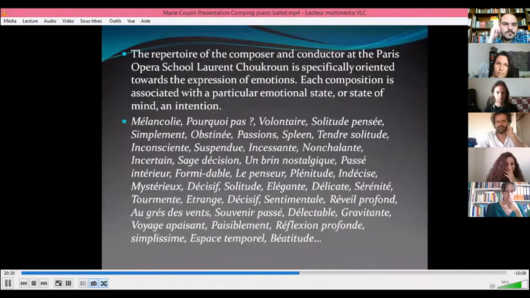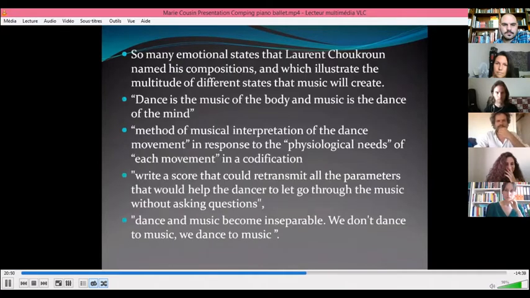The repertoire of the composer and conductor at the Paris Opera School, Laurent Chokroun, is specifically oriented towards expression of emotions. Each composition is associated with a particular emotional state or state of mind and intention. Saudade, simplement, obstiné, passion, tenderness, so many emotional states that Laurent Chokroun named his compositions, which illustrates the multitude of different states that music will create. Dance is the music of the body, and music is the dance of the mind.